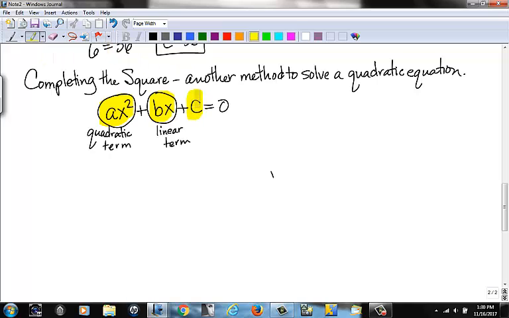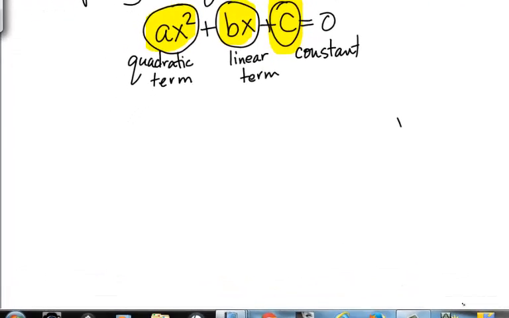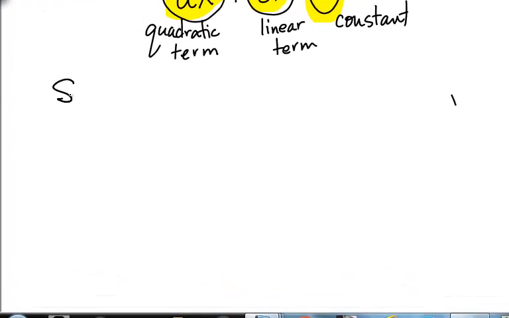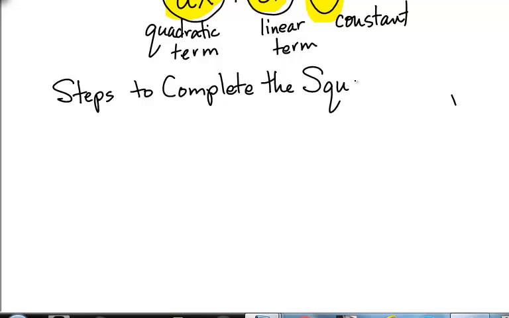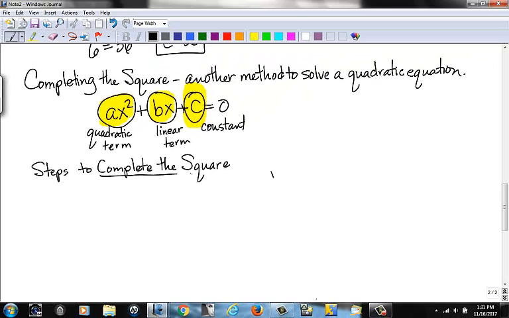And the c is just a constant. It's just a number. Okay, with that in mind, I'm going to go through the steps, and then I'll take you through a couple of examples. So these are the steps to complete the square. And when we use that phrase to complete the square, what you're really doing is you're making a trinomial square. You're creating a trinomial square in the middle of each one of these problems.